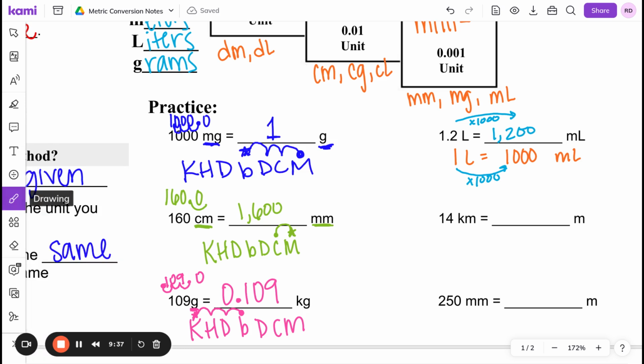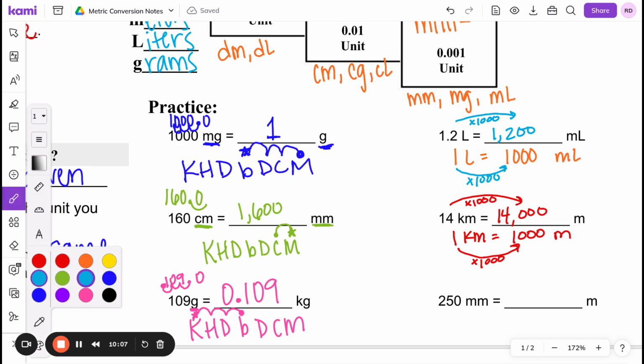For the next question, you have 1 kilometer equals 1,000 meters. Again, this is on your star chart, so you just have to read it. So if we go 1 to 1,000, we got bigger, so we're multiplying by 1,000. Whatever you do to the bottom, you do to the top, to get a whopping 14,000 meters.